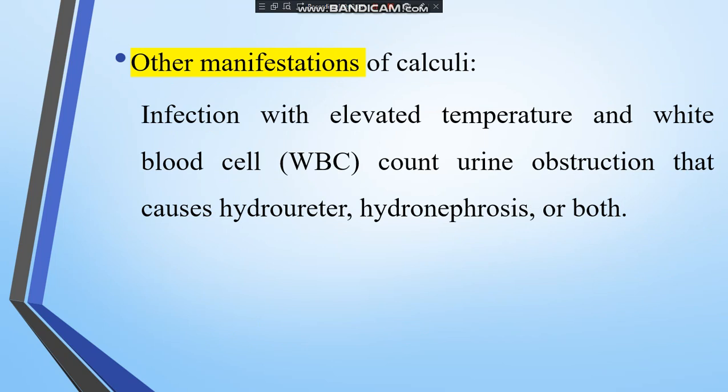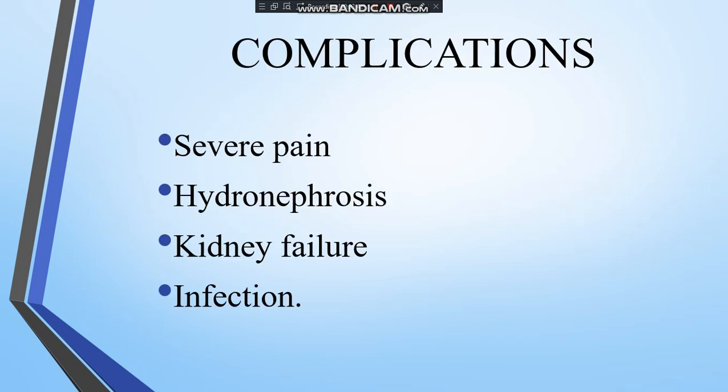Along with this, in some blood investigations we can see infection with elevated temperature, and the white blood cell count will be altered, and the patient may develop hydroureter. Hydroureter means accumulation of water or fluid within the ureter, and as the condition progresses, hydroureter leads to megaureter. Hydronephrosis means water in the kidney. Hope you remember these conditions or names, we have already studied them.